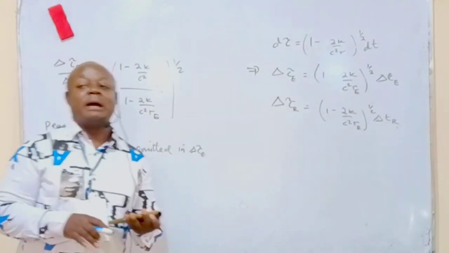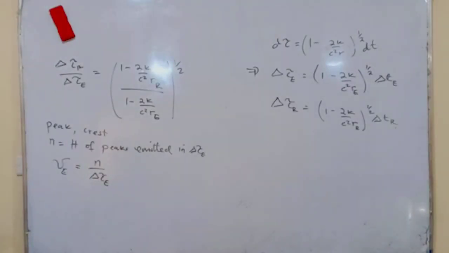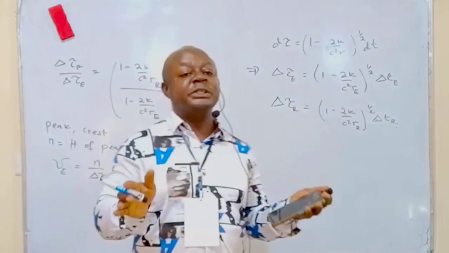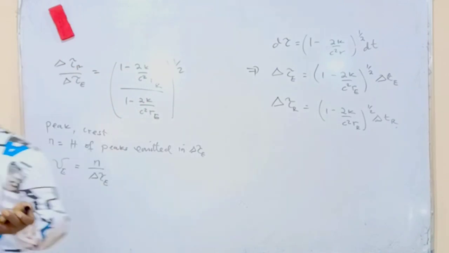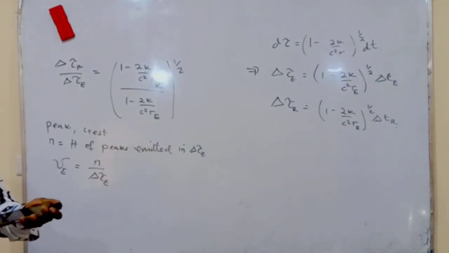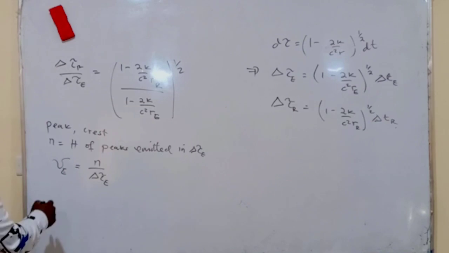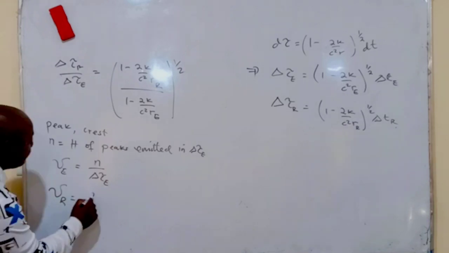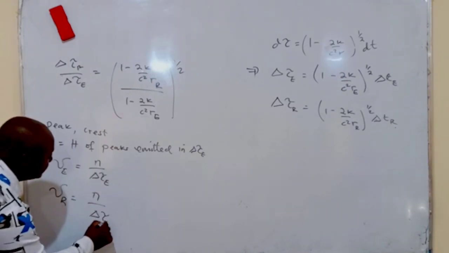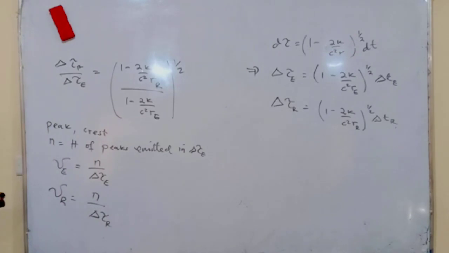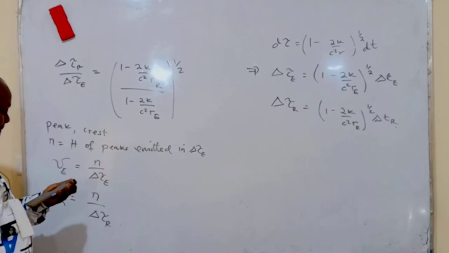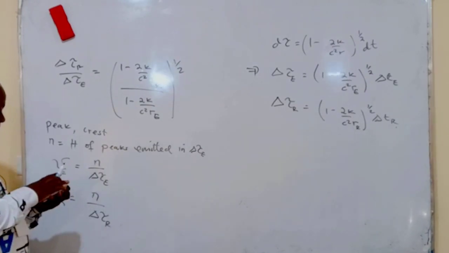Okay, and we have agreed that the number of emissions will be the same as the number of receptions. There's no loss in signal. We don't have any attenuation anywhere. Whatever is emitted is also received. So the frequency of reception will equally be defined as n over delta t_r. Are we together?